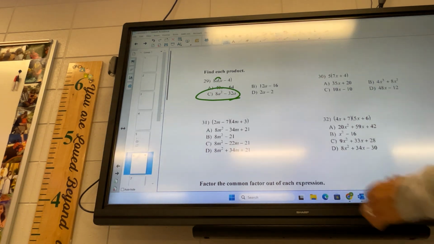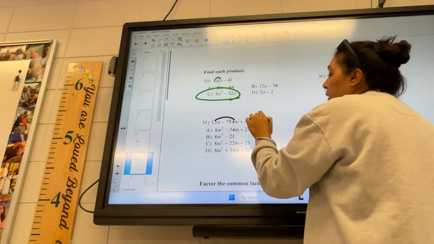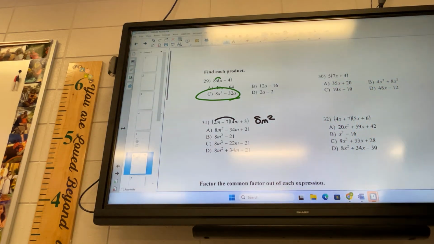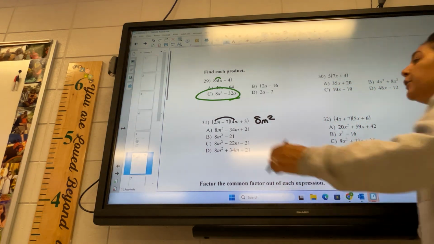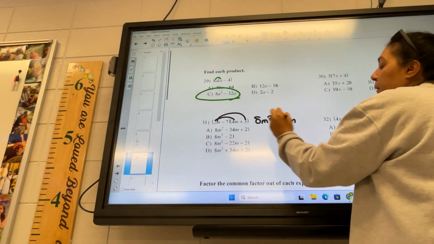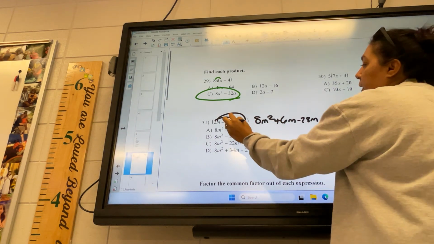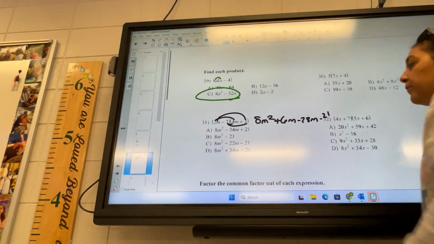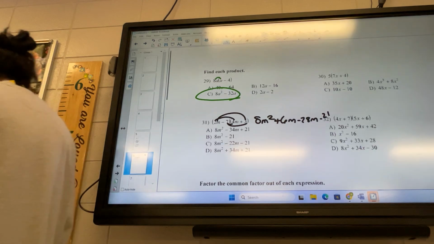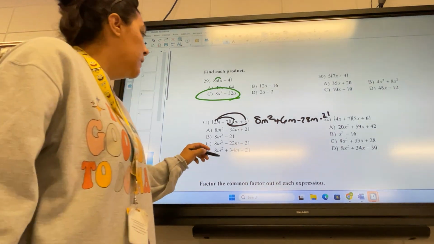Okay, 31. You're going to say 2 times 4 is 8M2. Okay, can we eliminate anybody? No, not yet. Okay, 2 times 3 is going to be 6M. 7 times negative 4 is negative 28M. And then we're going to get a negative 21. Okay, which one does it have to be? Without even continuing, it's got to be C.